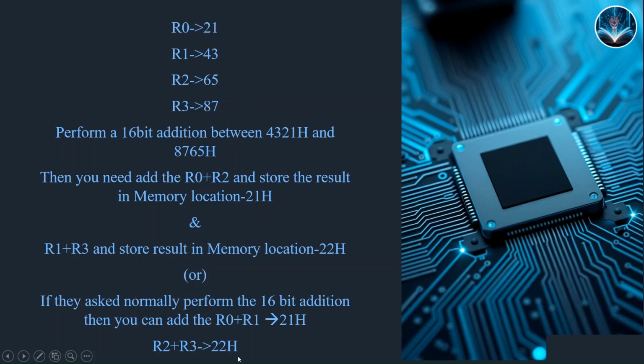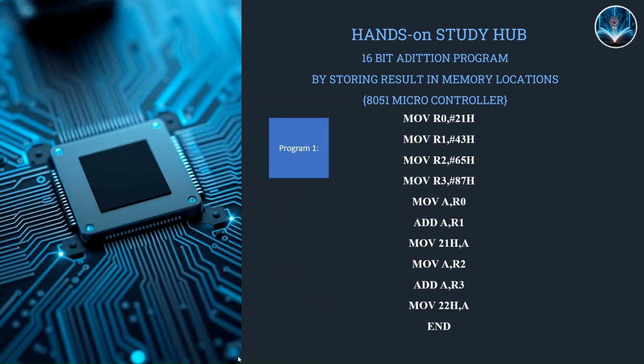For better understanding, let's get into the program. So this is the program. As we all know, 1, 2 is loaded to R0, then 4, 3 to R1, 5, 6 to R2, and 7, 8 to R3. Now we need to perform the 16-bit addition. For that, R0 is loaded into the accumulator, and then R2 is added to it, which are the LSB bits. After adding the LSB we need to store the result in a memory location.